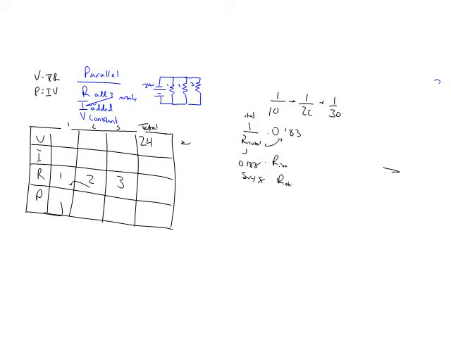Okay, now what do we do? Solve for I. So we're going to use V equals IR on each one of these. I'll just show the first one. V1 equals I1 R1. 24 equals I1 times 1. Plug it in. 24 is going to be I1. So this one will be 24. This one will be 12. And this one will be 8.